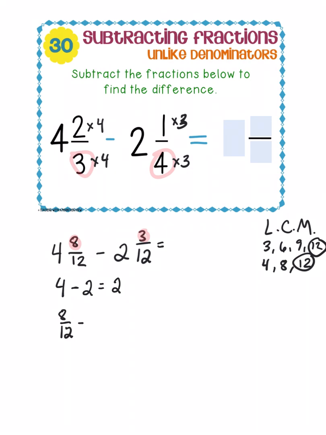And 8/12 minus 3/12. Remember, you only subtract your numerators and the denominator will remain the same. That gives me 5/12. So 4 and 8/12 minus 2 and 3/12 is 2 and 5/12.